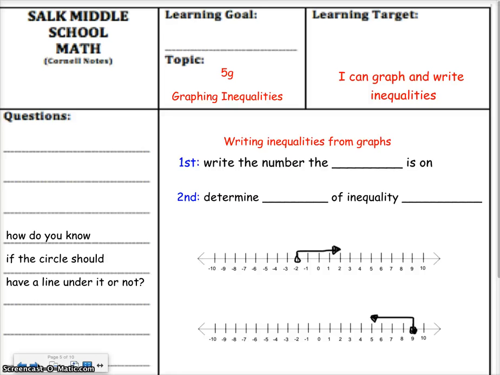Okay, your second learning target is writing inequalities. So you're going to have to write an inequality from the graph. You're going to write the number the circle is on, not the x. You're going to write the number the circle's on, then determine the direction of the inequality symbol.